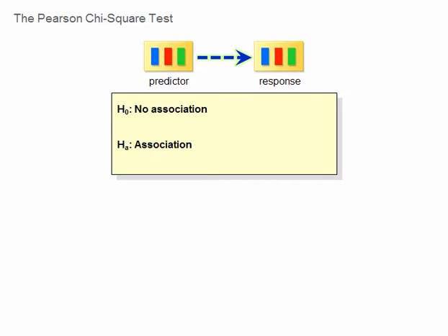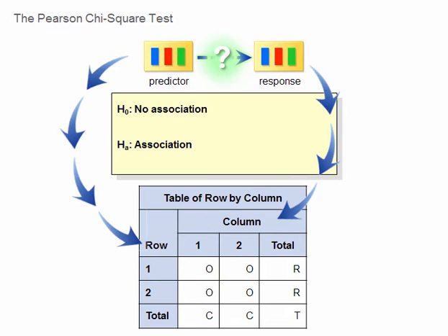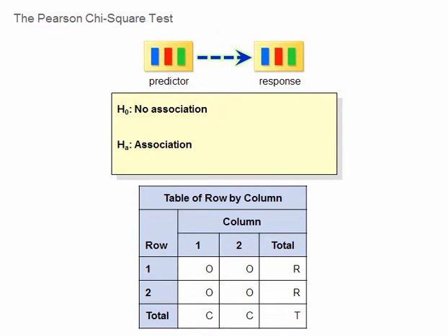of association. To determine whether there is an association, the Pearson chi-square test measures the difference between the observed cell frequencies and the cell frequencies that are expected if there is no association between the variables. In other words, the expected frequencies are the frequencies you expect to get if the null hypothesis is true.